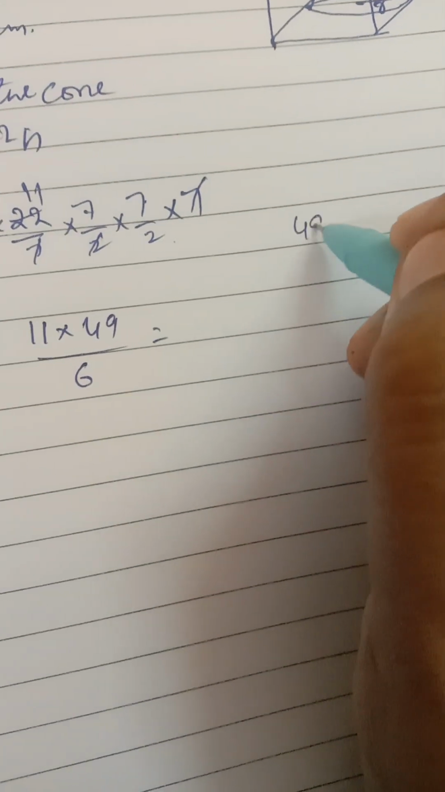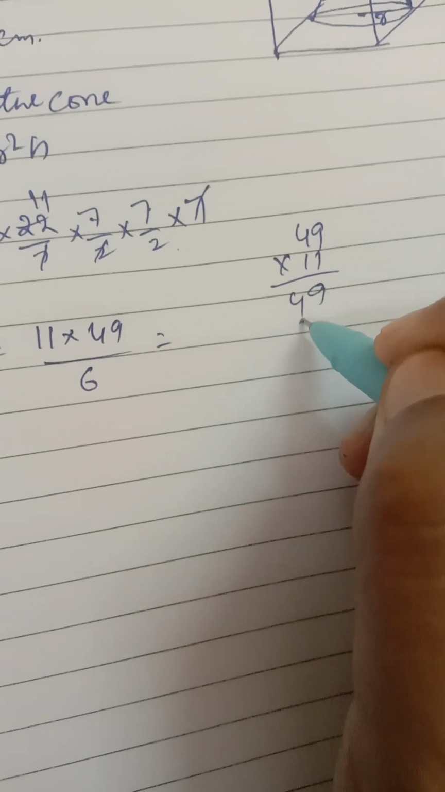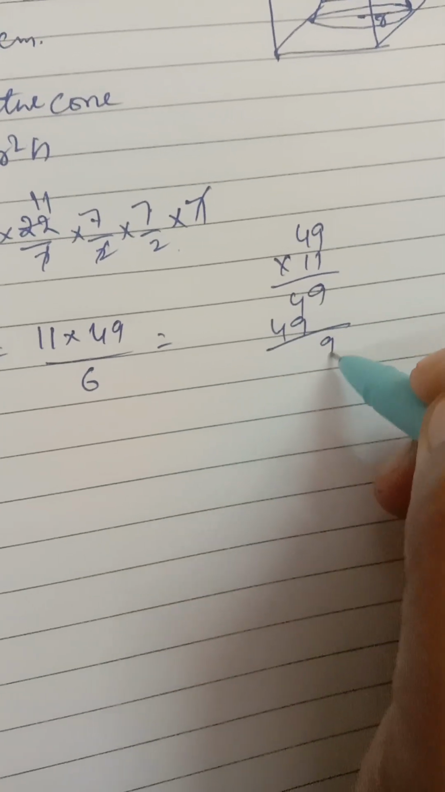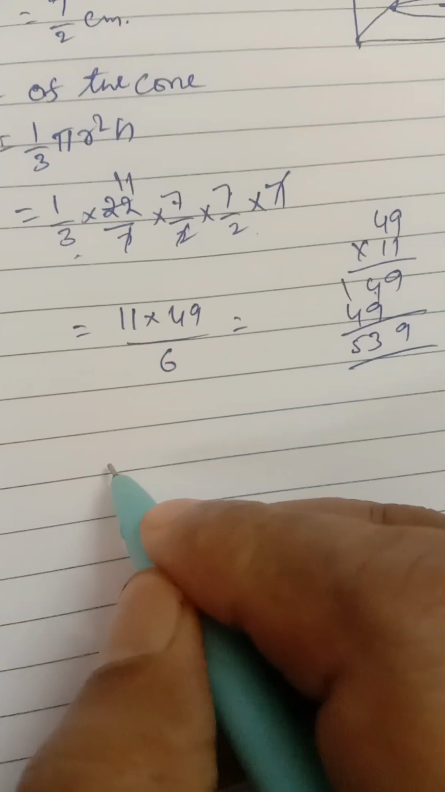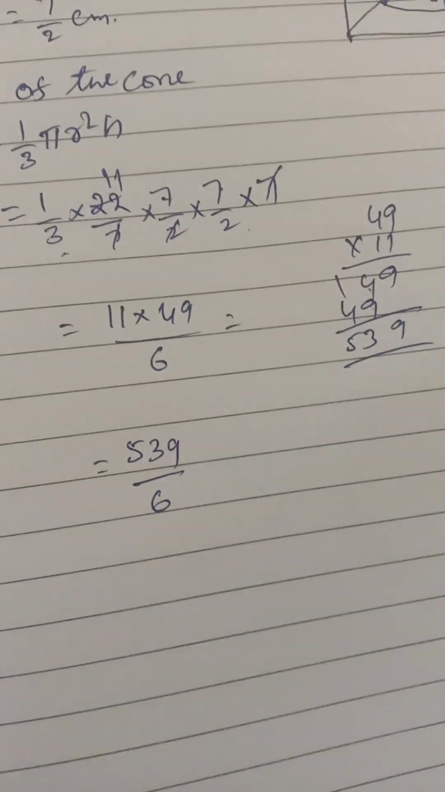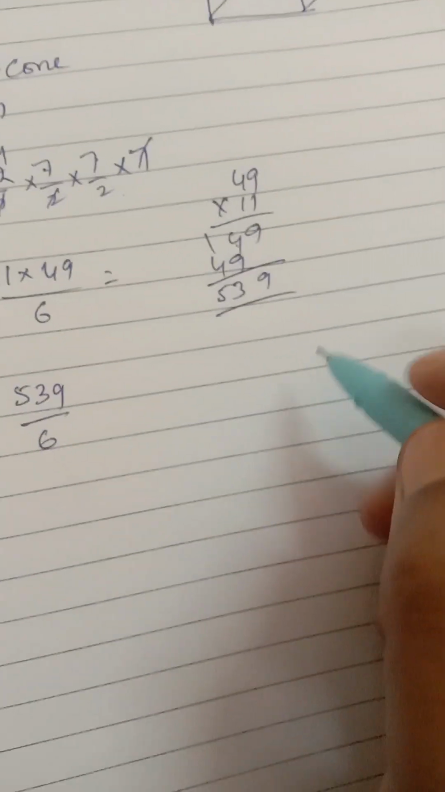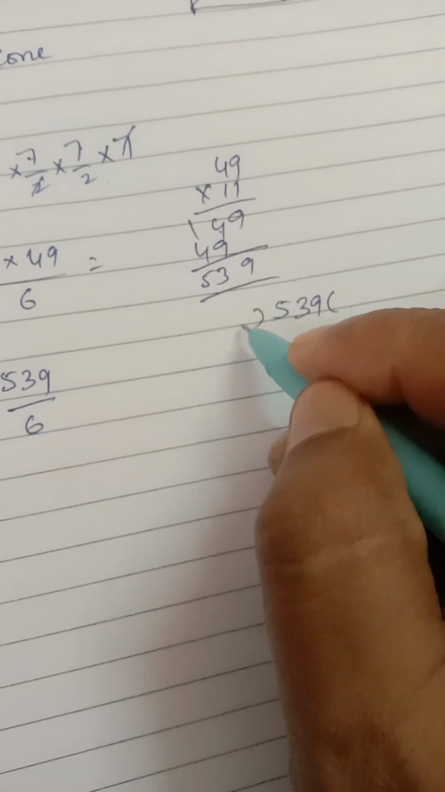49 into 11: 9 4s are 36... 9 into 11 is 9 4 9, 4 9 9 plus 4 is 13, so 539. 539 by 6. Do the division.